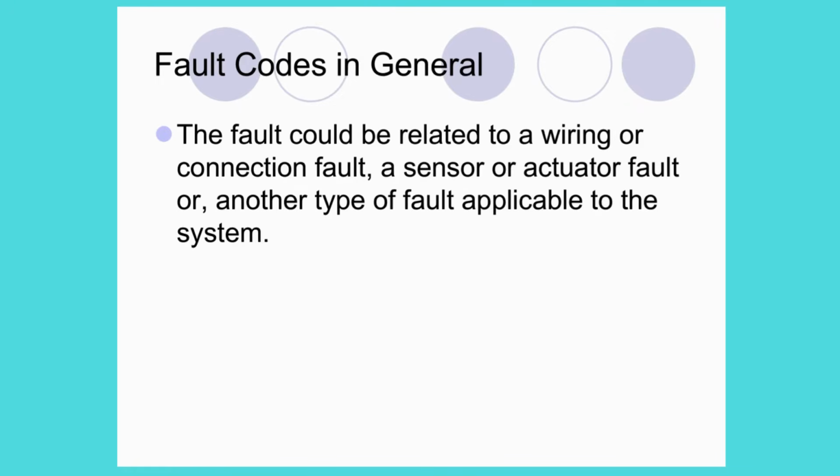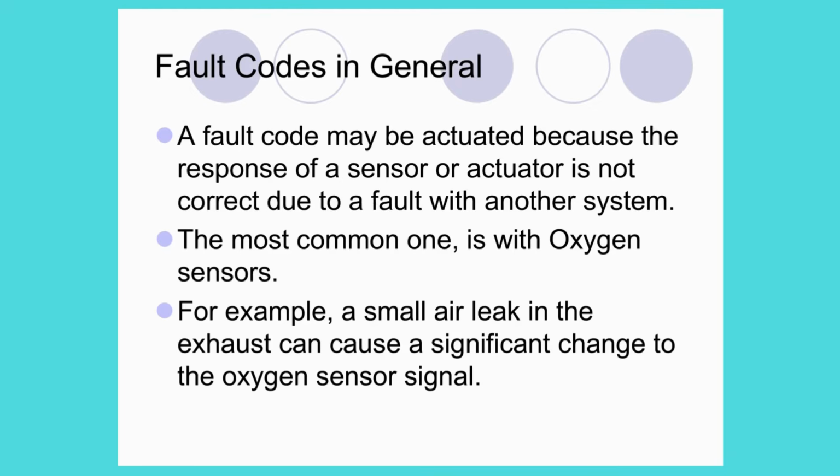The fault could be related to a wiring or connection fault, a sensor or actuator fault, or another type of fault applicable to the system. A fault code may be actuated because the response of a sensor or actuator is not correct due to a fault with another system. The most common one is with oxygen sensors. For example, a small air leak in the exhaust system can cause a significant change to the oxygen sensor signal.